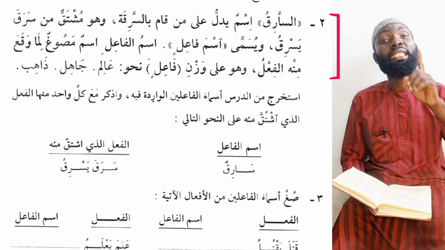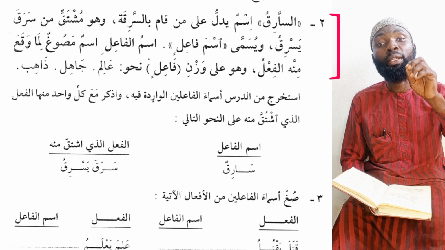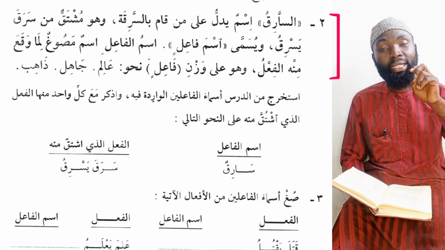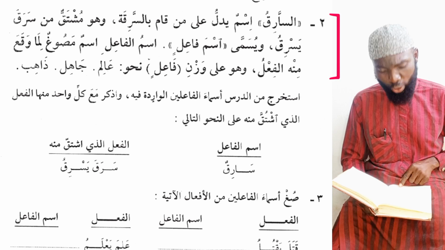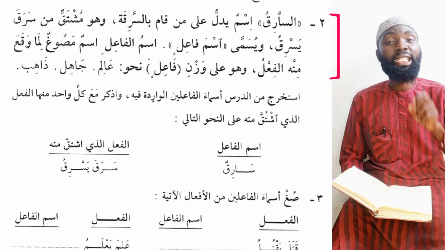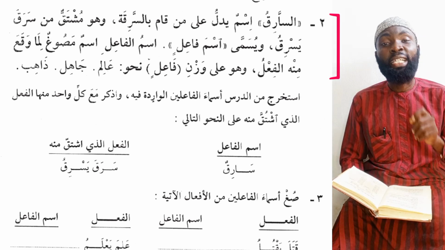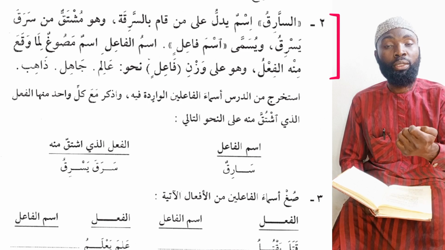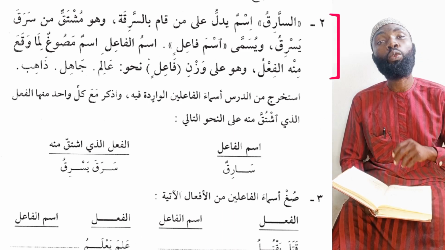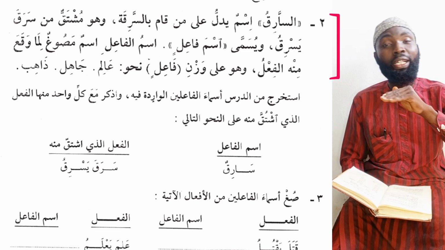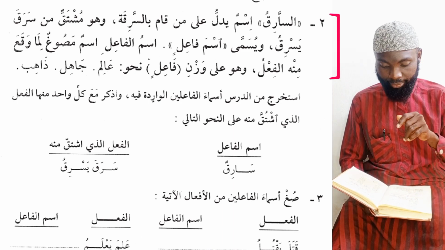وَيُسَمَّى إِسْمَ فَاعِلٍ, and this word is called ismu fa'il. Any word gotten from this verb like this is called ismu fa'il. Ismul fa'il ismun masubun lima waqa minhu al-fi'l. When you hear ismul fa'il, it is a word that is being formed from the person who performs the action. وَهُوَ عَلَى وَزْنِ فَاعِلٍ, and it comes under the pattern of fa'il.